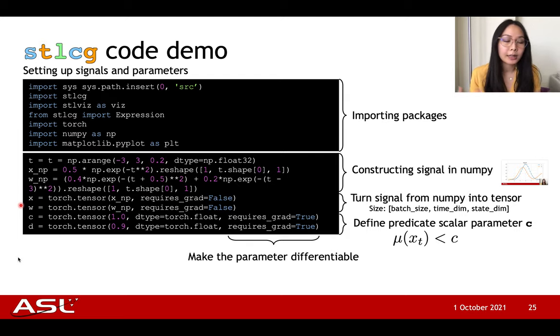And for this example, these signals will be fixed, so we don't need to be taking gradients with respect to these signals, and that is why we have set the requires grad argument to be false. An important thing to note here is that these tensors or these signals have the size batch size by time dimension by state dimension. And then the bottom two lines where we're defining C and D, these are going to be the parameter C for our predicate. In the examples that we're going to see next, we are going to take gradients with respect to these parameters, and therefore we have set the requires grad argument to be true.